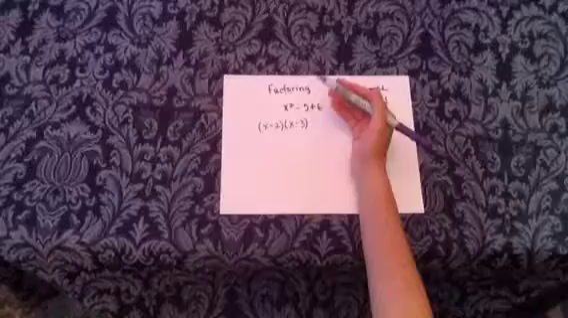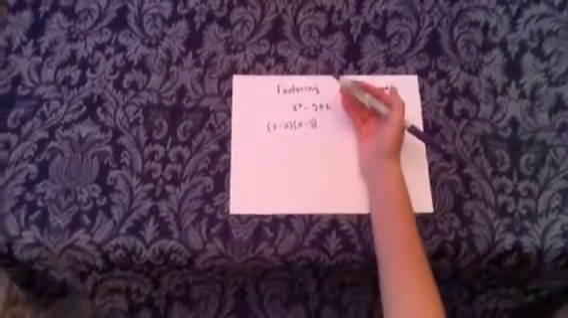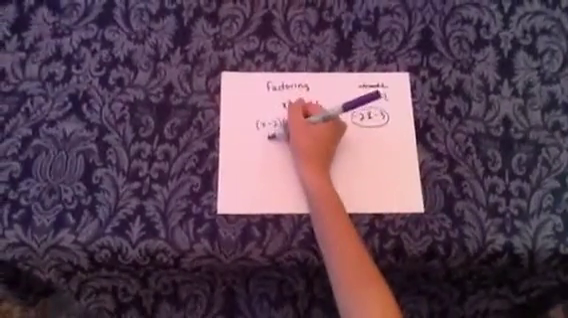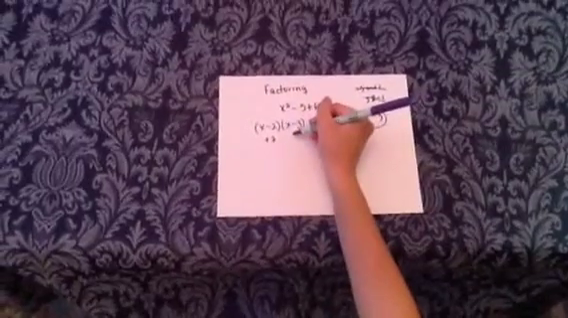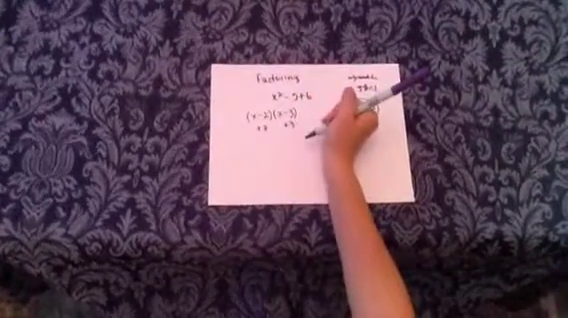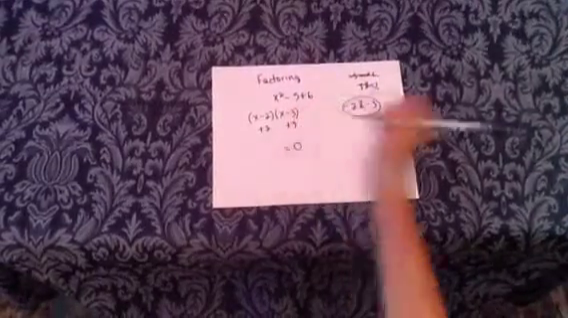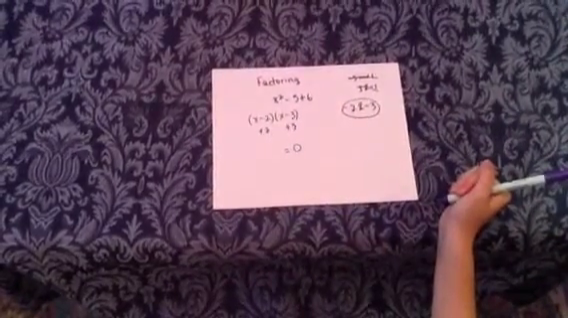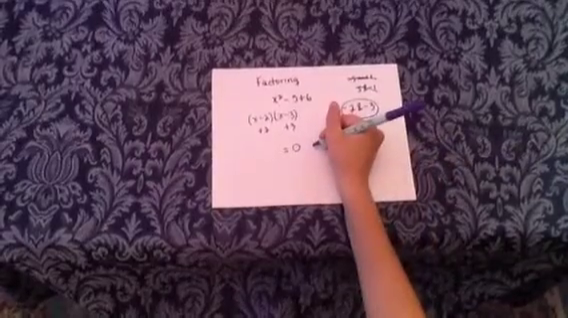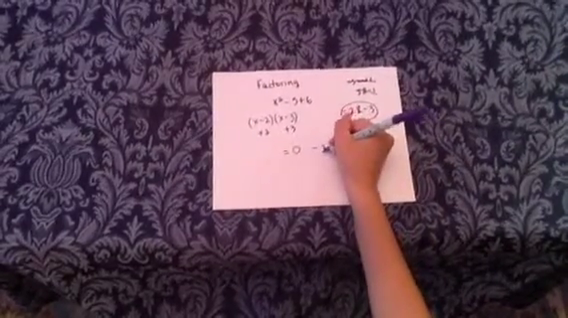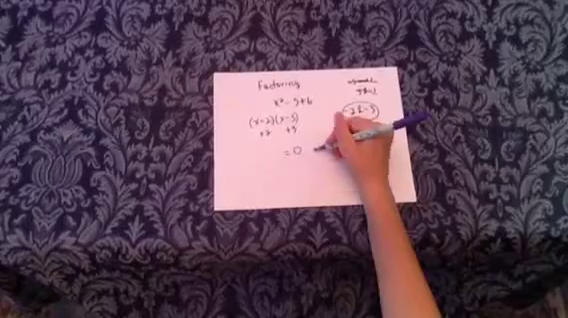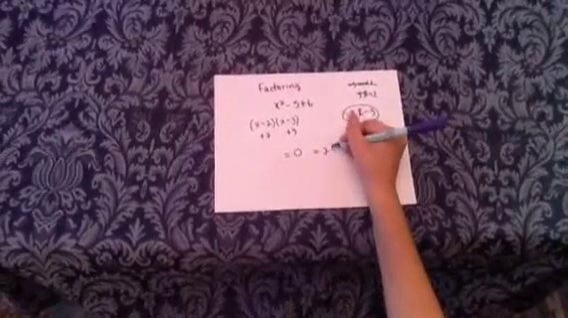Now, what can we do with these two problems so that they would both equal 0? Add 2 and add 3? Yes, correct. Now it equals 0. When graphing a parabola, these two numbers will be your x-intercepts, 2 and 3.